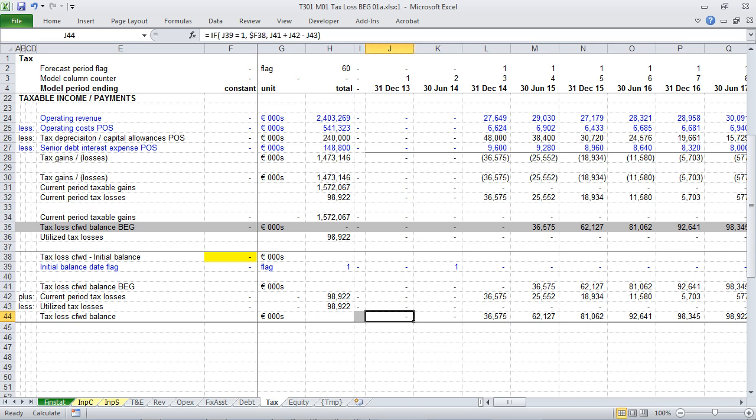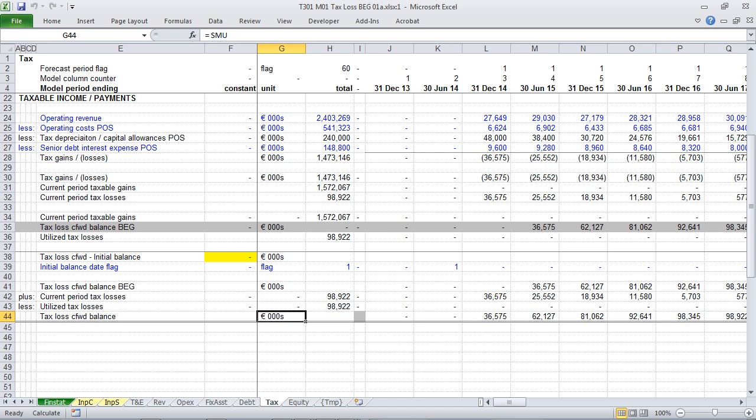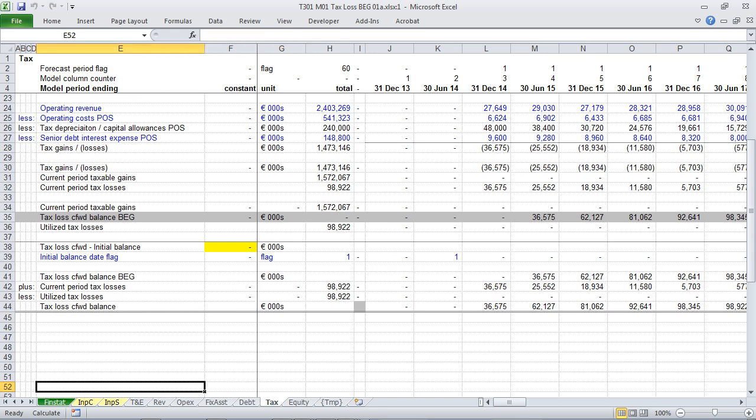If we chart the profile of that balance, we can see what's going on. We build up that tax loss balance, accumulate those tax losses, and use them up. And for that entire stretch of time, we won't pay any income taxes. We don't get money back, but equally, we don't have to pay anything. And to see that, we need to take a look at our positive income.